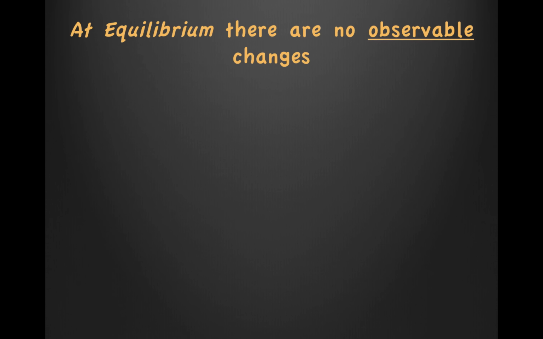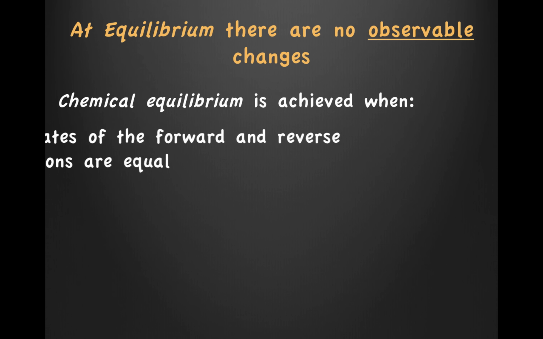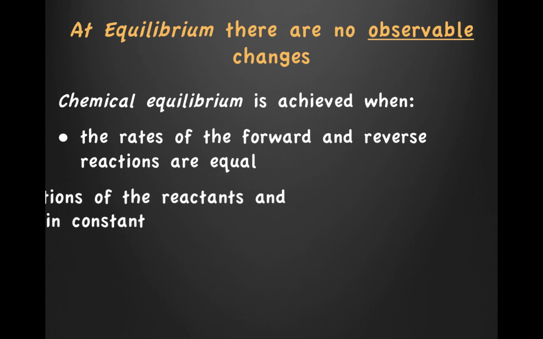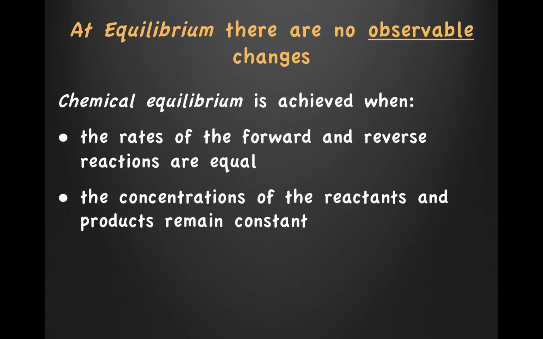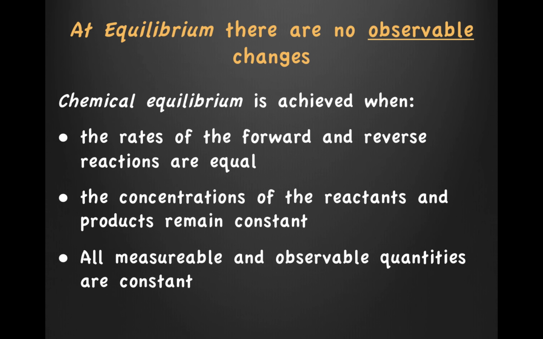Let's continue our discussion of equilibrium. At equilibrium, there are no observable changes. Chemical equilibrium is achieved when the rates of the forward and reverse reactions are equal. The concentrations of the reactants and products remain constant, when all measurable and observable quantities are constant.